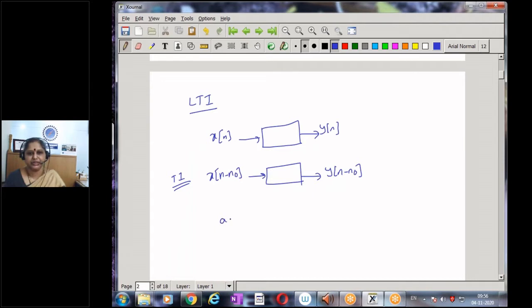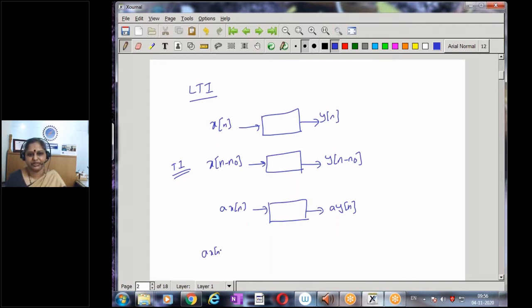Similarly, what is the linearity property? The linearity property states that if I give a times x[n] to the system, because if I multiply the input by some constant, the output will be the same, multiplied by the same scaling factor. So multiplication by a constant in the input will result in a similar scaling in the output.